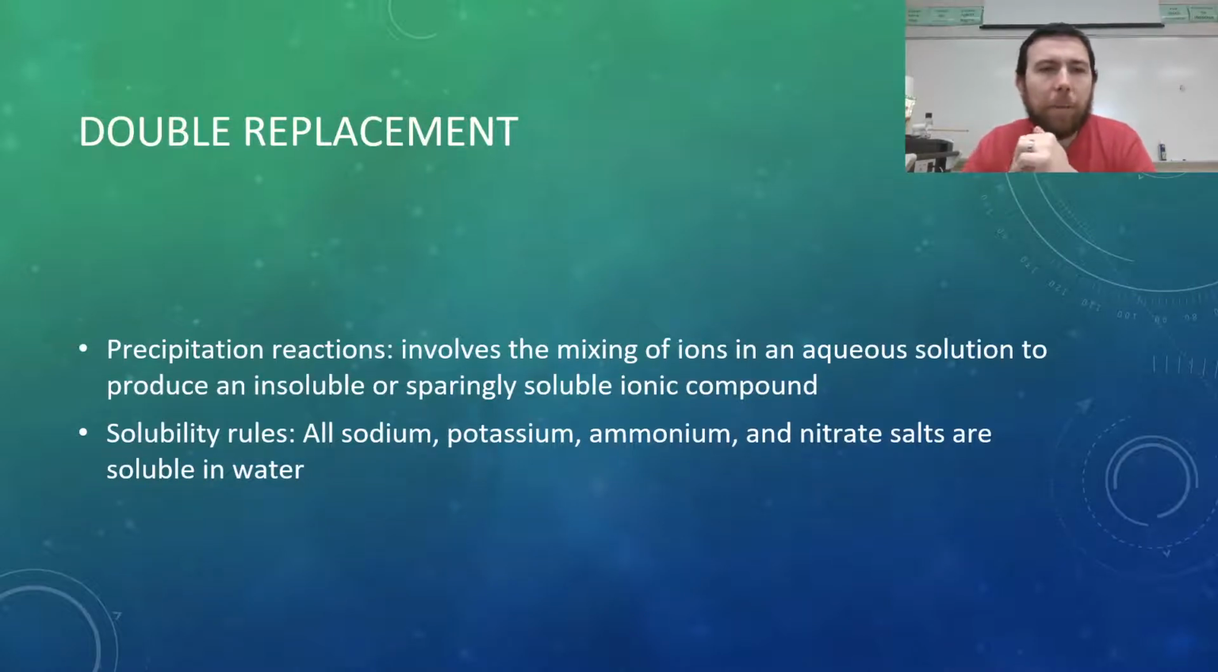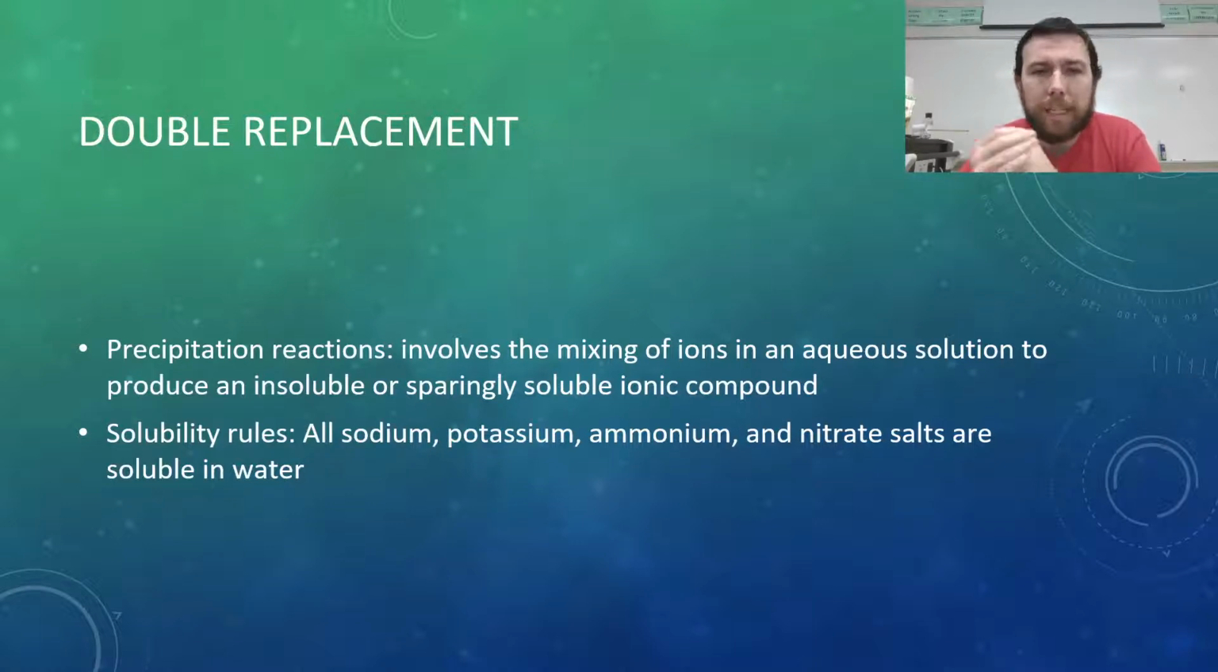Now, again, within your double replacement reactions, one thing that I would like to mention has to do with solubility rules, right? And so with precipitation reactions, as we've seen, it involves the mixing of ions in an aqueous solution, and ultimately it's going to produce an insoluble or a sparingly soluble ionic compound. And so that's where our net ionic equations came into play. We used those to help us identify what was really the driving force in that particular chemical process.